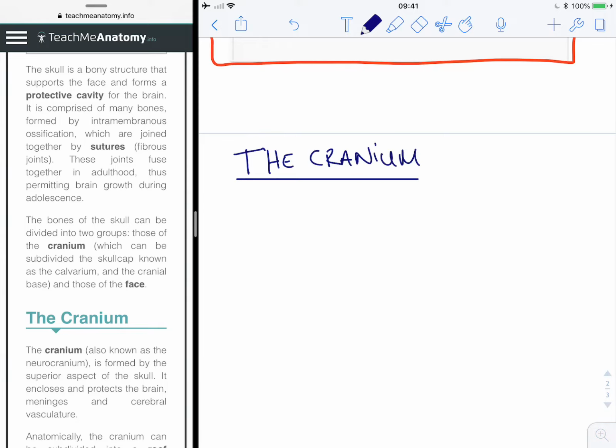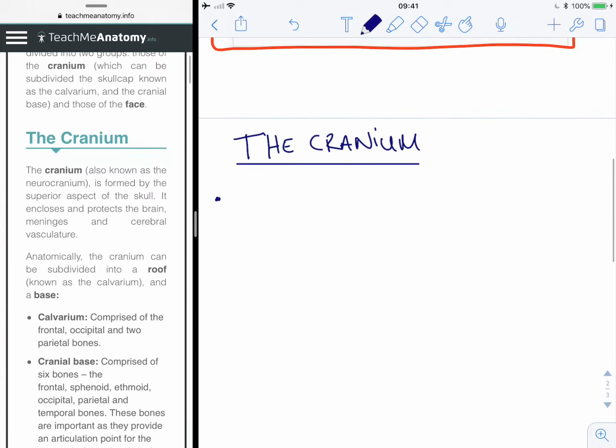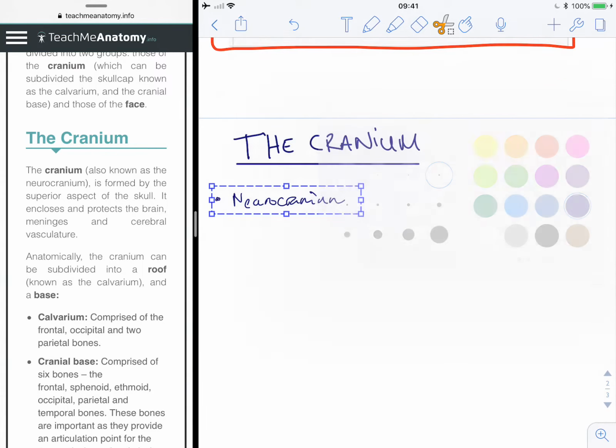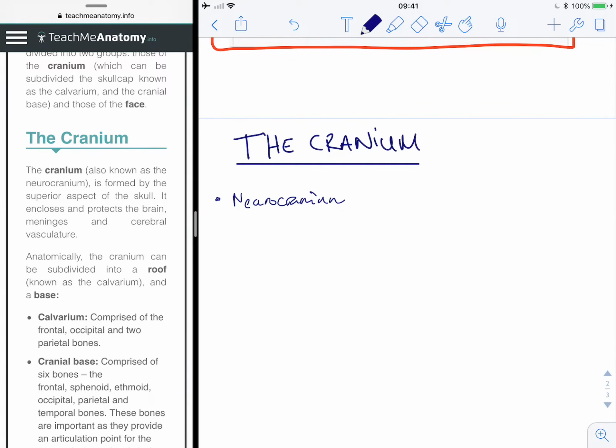The cranium. Okay. Let's get some general info down first before we start drawing. That's what I usually like to do. Also known as the neurocranium. Let's make this a bit smaller. Known as the neurocranium.